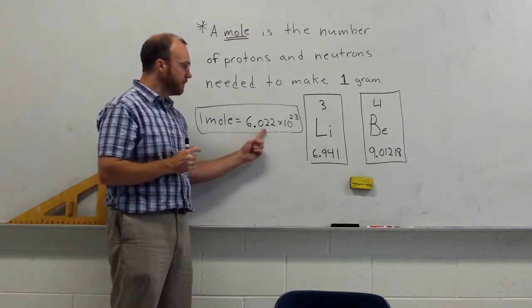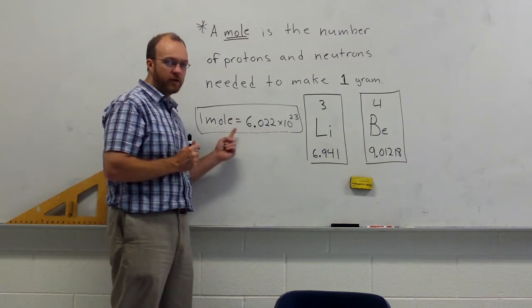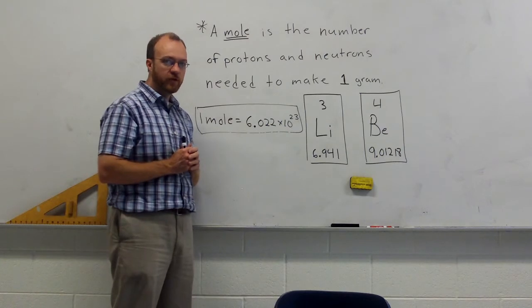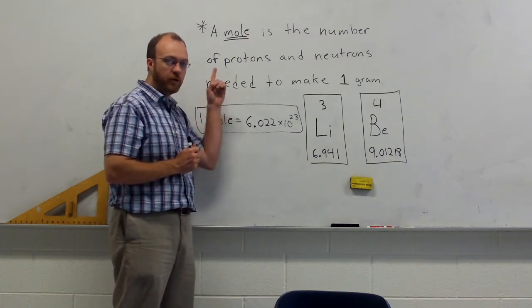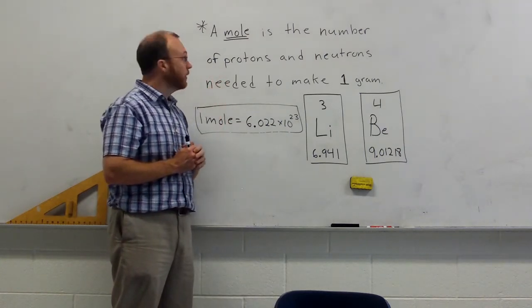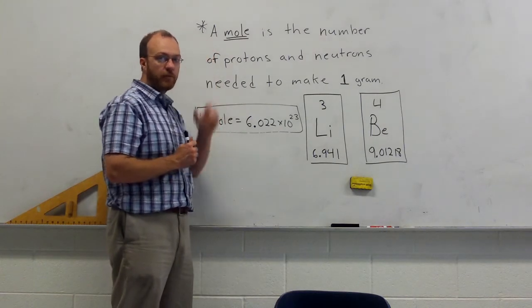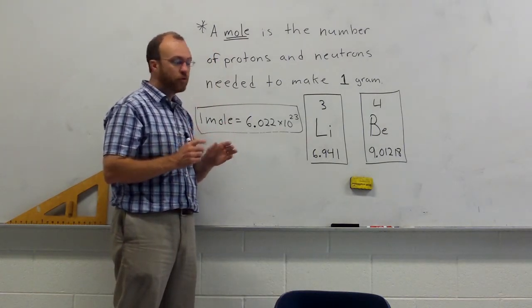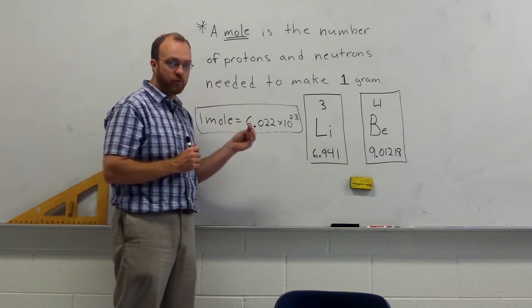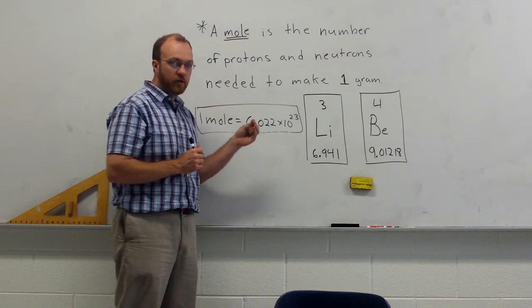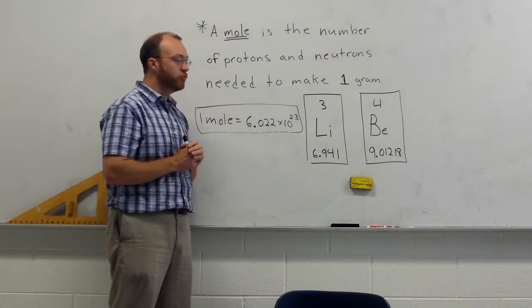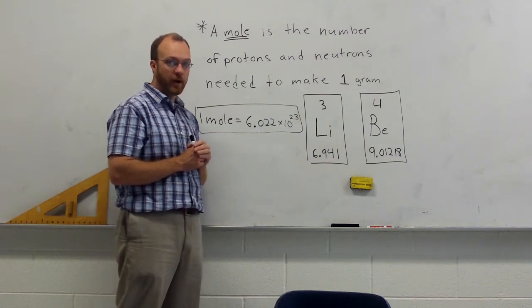Why would anybody make up this weird number and give it a special name? To help explain that, I'm going to give you another definition for a mole. You'll see it written here. I'm going to say it in a minute. But I want you to notice there's an asterisk up here because this is not really the definition of a mole. So what I'm about to tell you is not quite true. But I think it will help you understand the concept. So here I've written that a mole is the number of protons and neutrons needed to make 1 gram.